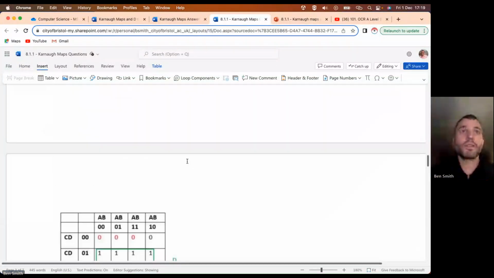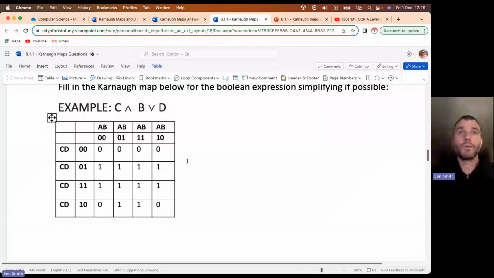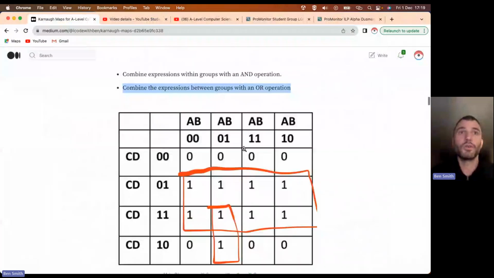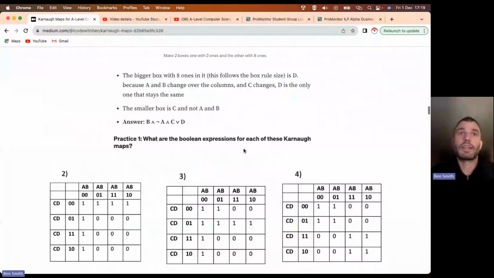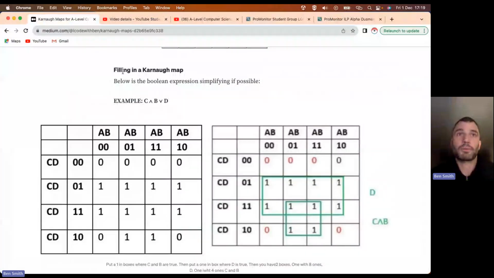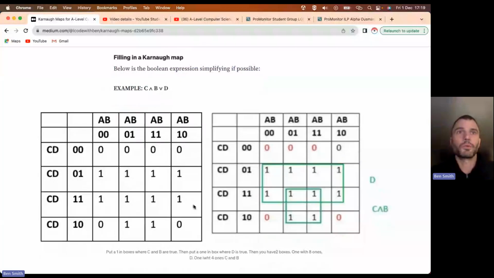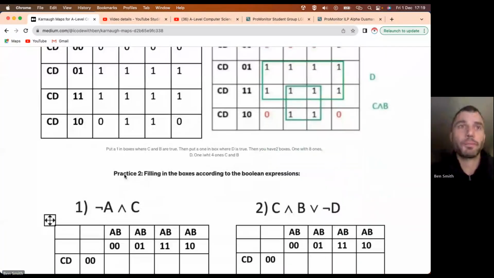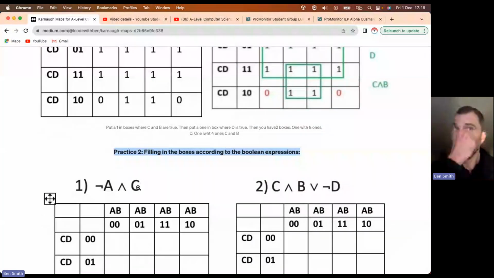If we look at my example, if you go to practice 2, this is where you can find some of the tests, filling in a Karnaugh map. This is C and B or D. So we've filled in all the boxes, and then we can draw these two big boxes here. This big box here is D, and this small box here is C and B. If you go to practice 2, you can then have a go at some of these other examples.